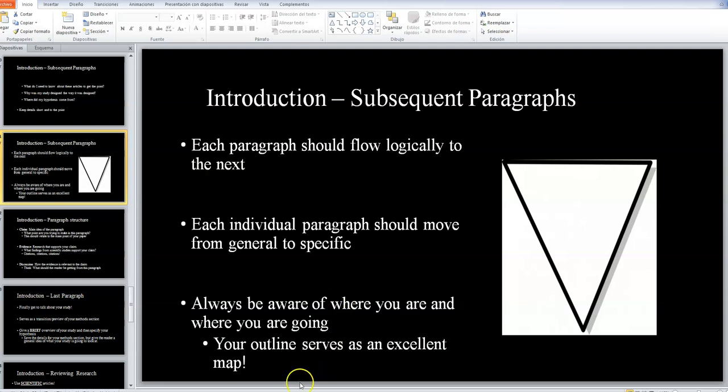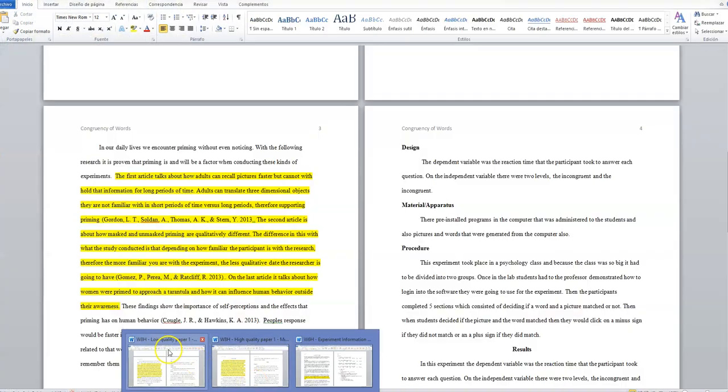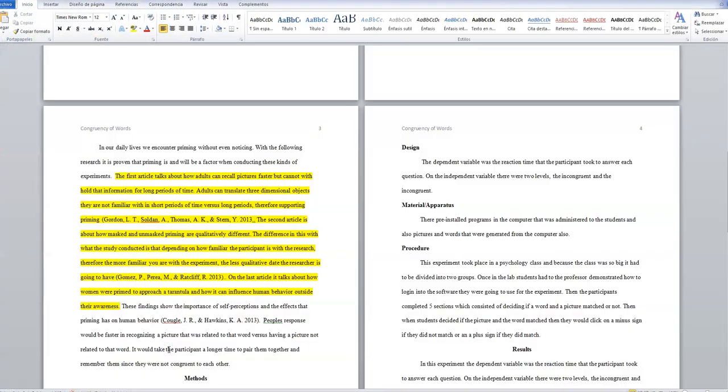I want to just show you here an example. This is something that we used in previous semesters. I'm not sure if we're going to use it again, but if we're not, at least I can give you an idea of how a low quality paper looks in comparison to a high quality paper.